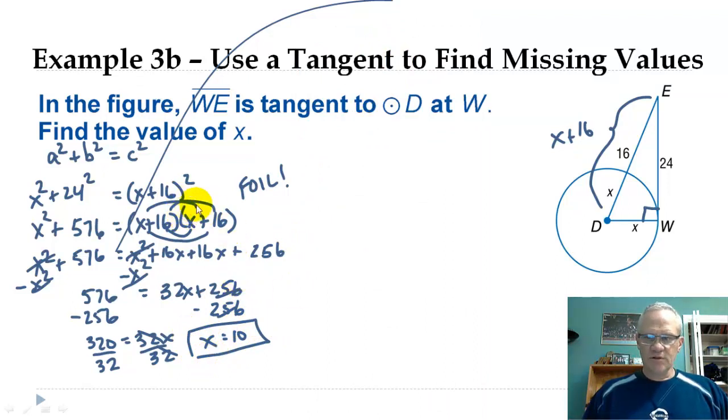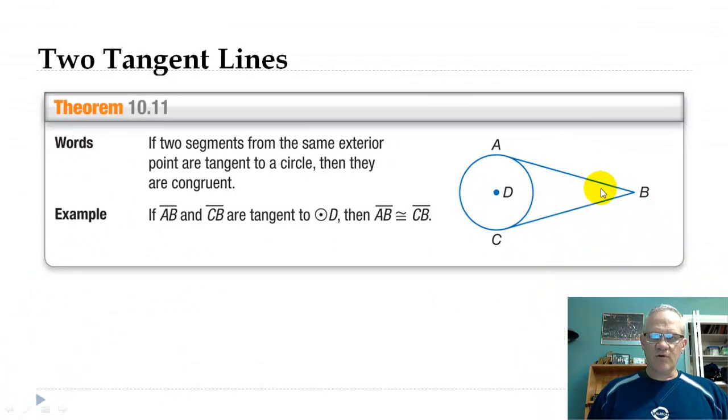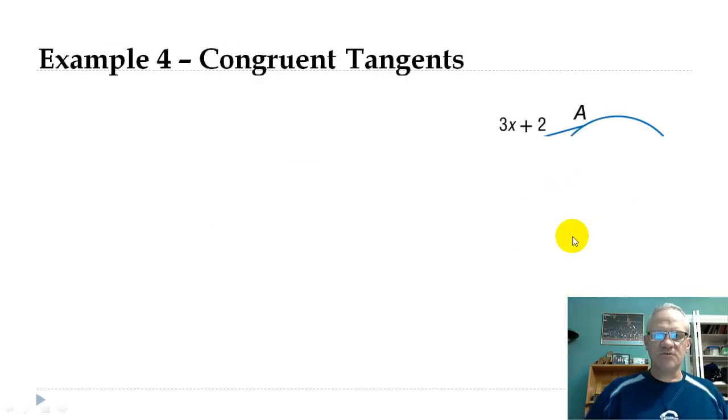All right, so a little trickier there, but that's something you can do when you run into a situation like that. All right. Now, if we have two tangent lines on the same circle, but they both go out to a common point, point B, they are congruent. So in this case, AB is congruent to CB. Those two lines are congruent to each other. Okay, it's pretty easy. Let's do an example here.